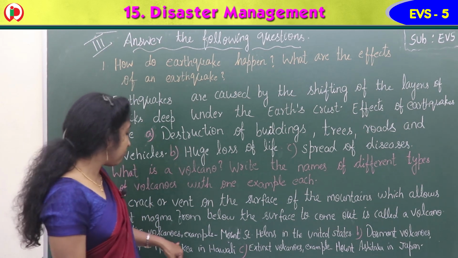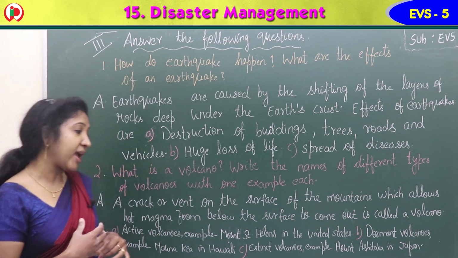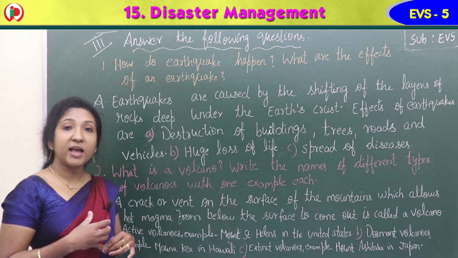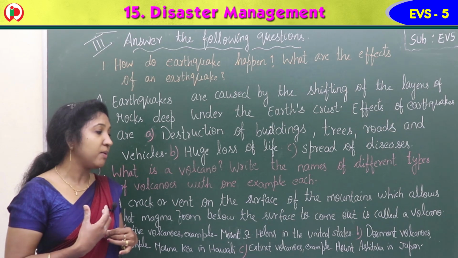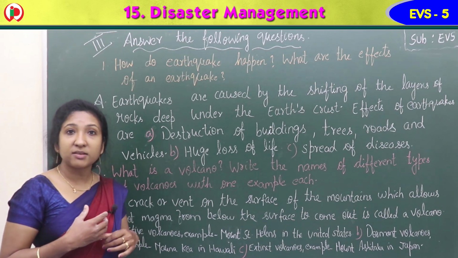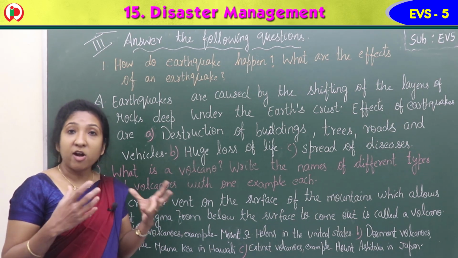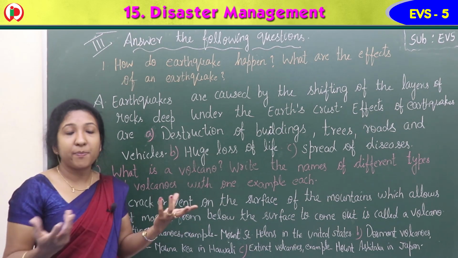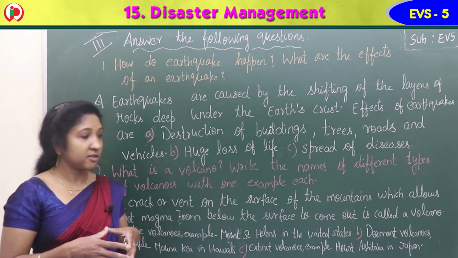And A. Active volcanoes. Example: Mount St. Helens in the United States. B. Dormant volcanoes. Example: Mauna Kea in Hawaii. C. Extinct volcanoes. Example: Mount Ashitaka in Japan. Active volcanoes are highly dangerous, isn't it? It can happen at any time. Dormant also, it's not that active but it can happen. It is likely to happen. And extinct volcanoes are no longer active.